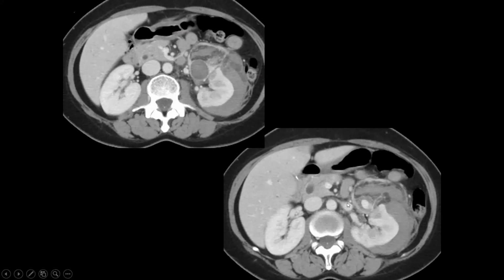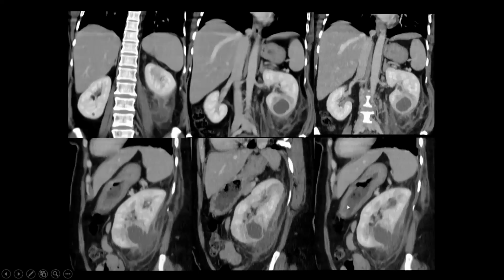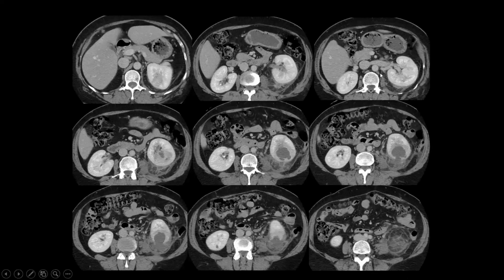Let me take your attention here to the left renal vein. You can see the left renal vein is patent on the left side. Let me see another image if I can show you the left renal vein. Here's the left renal vein. You can see it's patent, enhancing normally. Here's the IVC, left renal vein and IVC. It crosses in front of the aorta and posterior to the superior mesenteric artery.